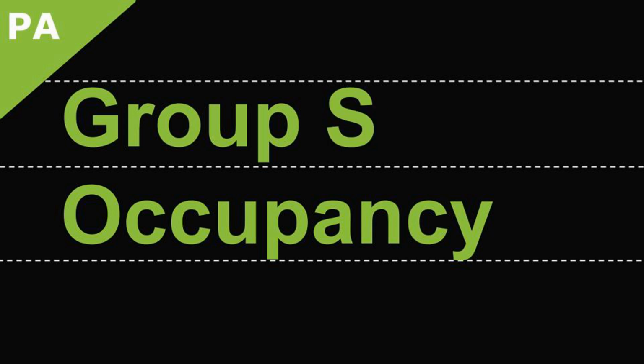Group S occupancy. Group S is for storage. Group U occupancy. Group U is for utility and miscellaneous.